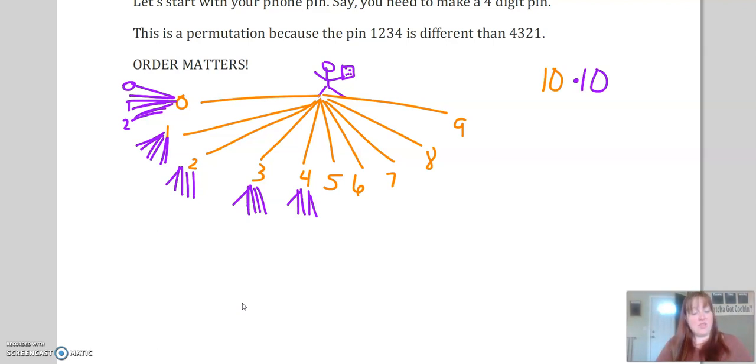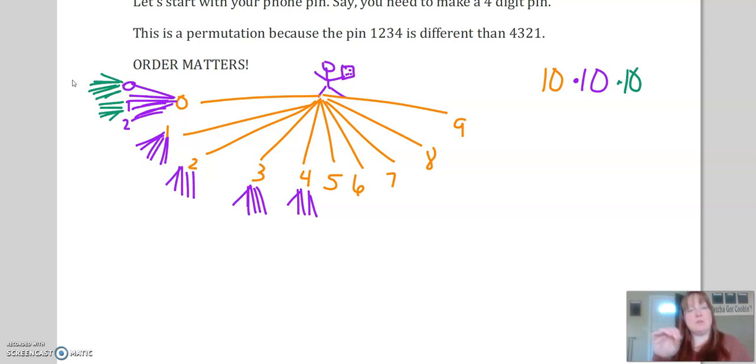What if I want a third digit? Off of this 0, I could now have 10 options, and off of this 1, I could have 10 options. Do you see how there's no way that you could draw this without being a crazy person? So don't try. We have another 10 options if I have a 3-digit PIN, because I have 10 times 10 times 10. So now I have 1,000 options for what my PIN could be.